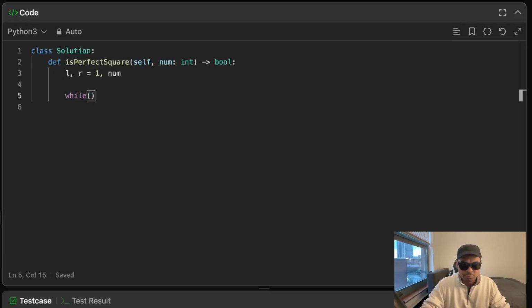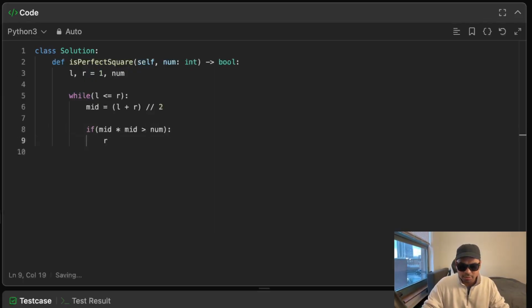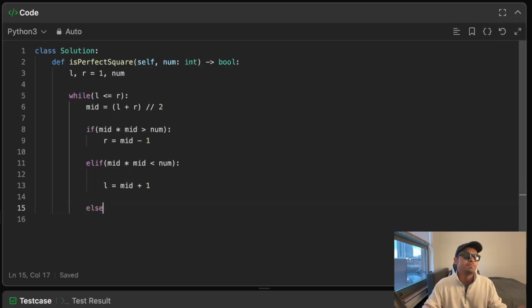So while left is less than or equal to r, find the mid, which will be left plus right divided by 2 so that we get the integer. If mid into mid is greater than num, that means our right needs to come down to mid minus 1. If mid into mid is smaller than num, then we can just take our left pointer to mid plus 1. Otherwise there are 3 cases, guys, only.